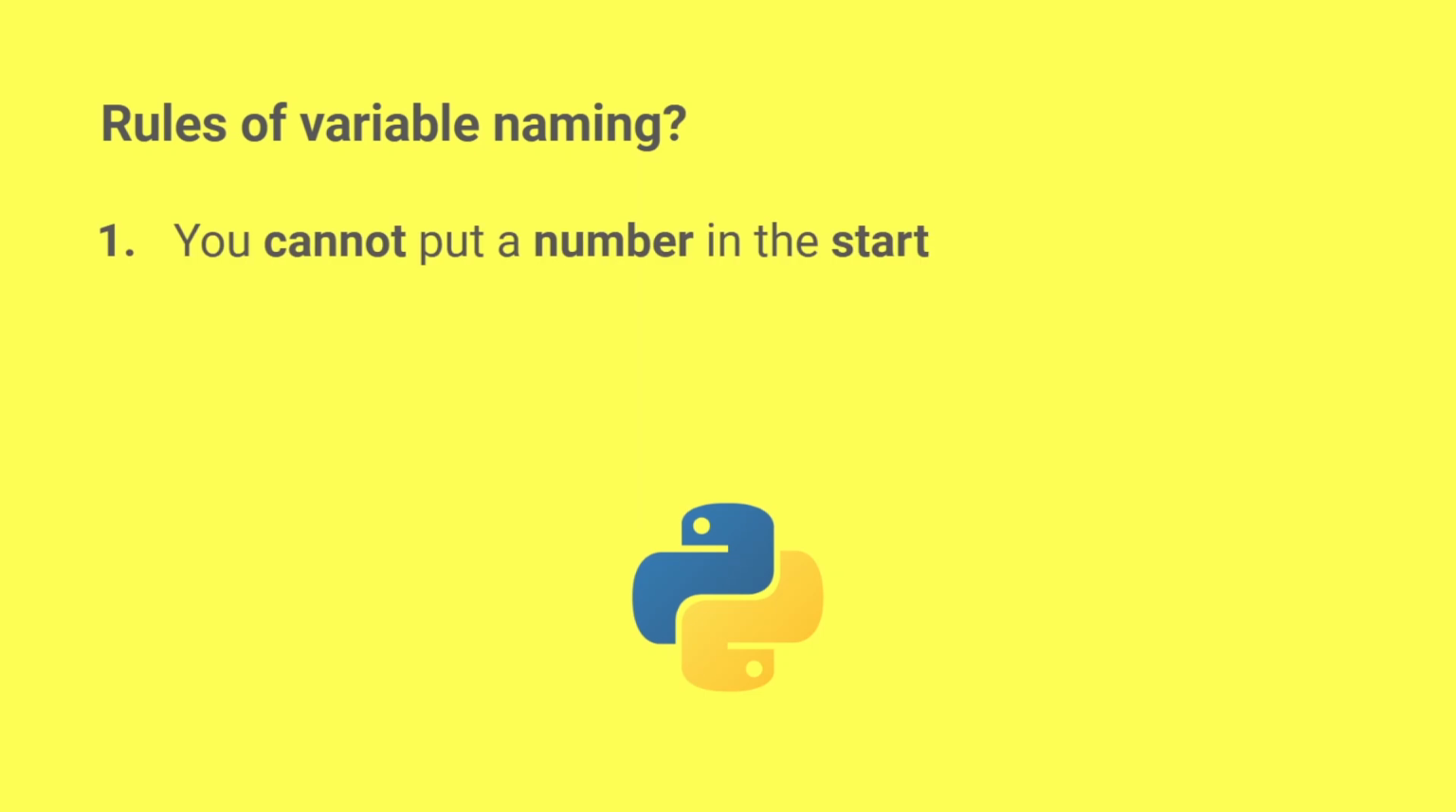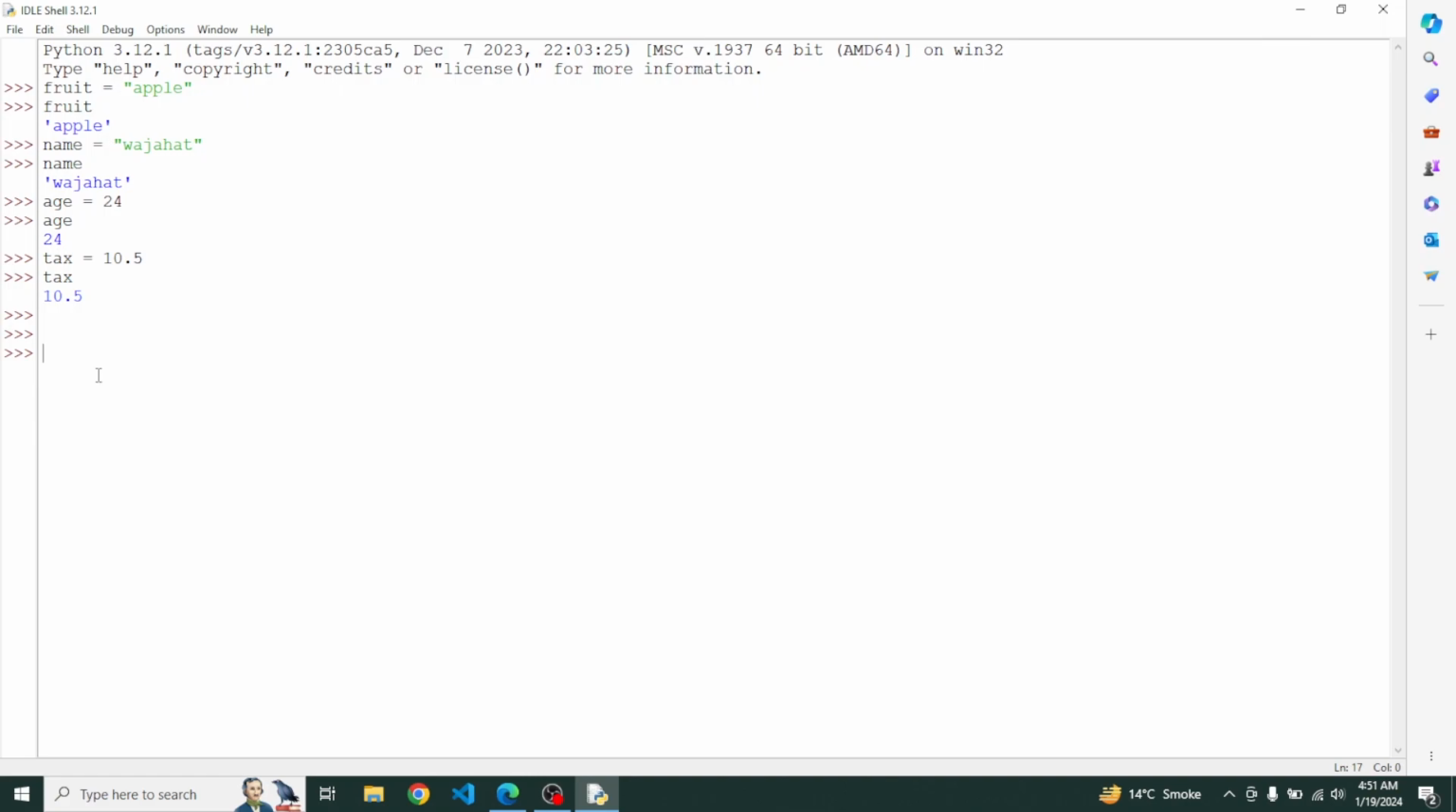The first rule is that you cannot put a number in the start of a variable name. Okay, that is the first rule. A variable name cannot start with a number. You can put the number in any other place, but you cannot put it in the start. That's the first rule.